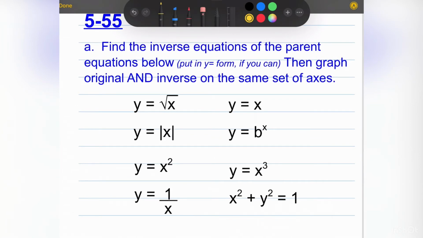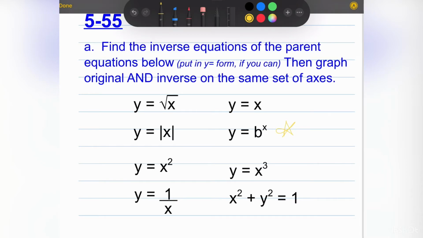So for number 55, you're going to try and find the inverse equations of the parent equations below and put it into y = form if you can. Then you're going to graph both the original and the inverse on the same set of axes.